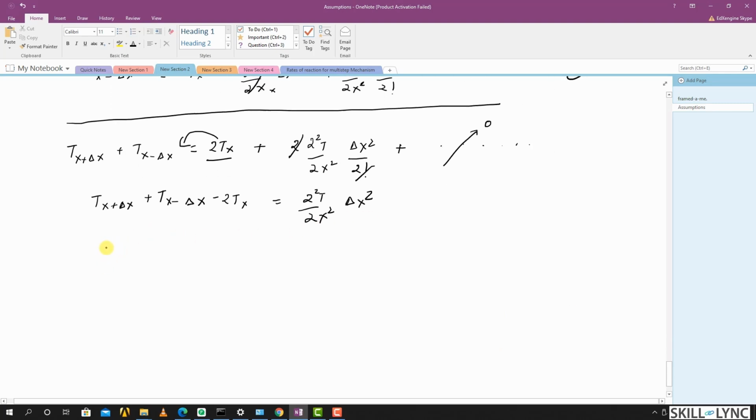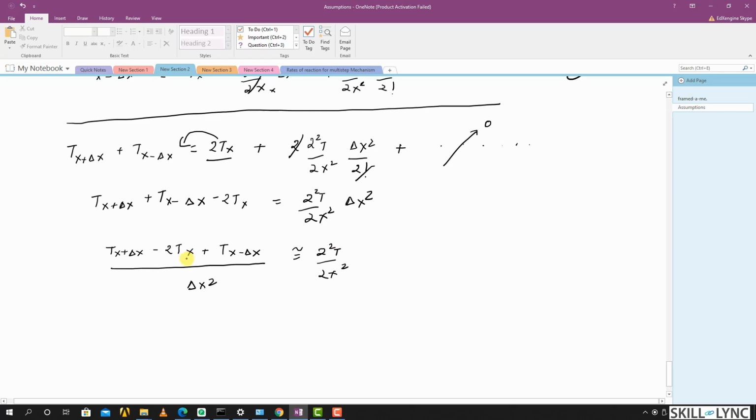So I can simplify this further. I can just say T(x + Δx) − 2T(x) + T(x − Δx) divided by Δx squared, and this right here is ∂²T/∂x². Now this is an approximate equation because we obtained it by neglecting some terms. Now I'm just going to simplify this equation a bit more so that it's easy to remember.